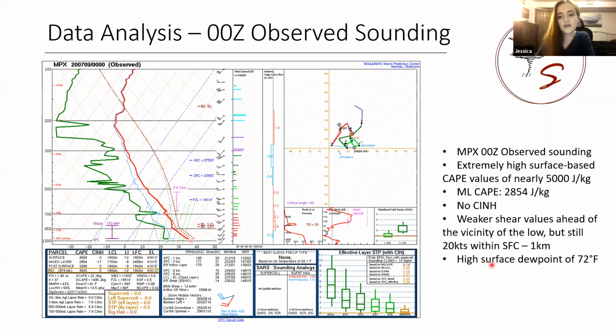Not as strong of shear in the lower levels in this vicinity, but we are a bit displaced from that meso low. So we're a little bit displaced from the stronger forcing, but regardless, it still shows you the incredible amount of instability in the environment that day.